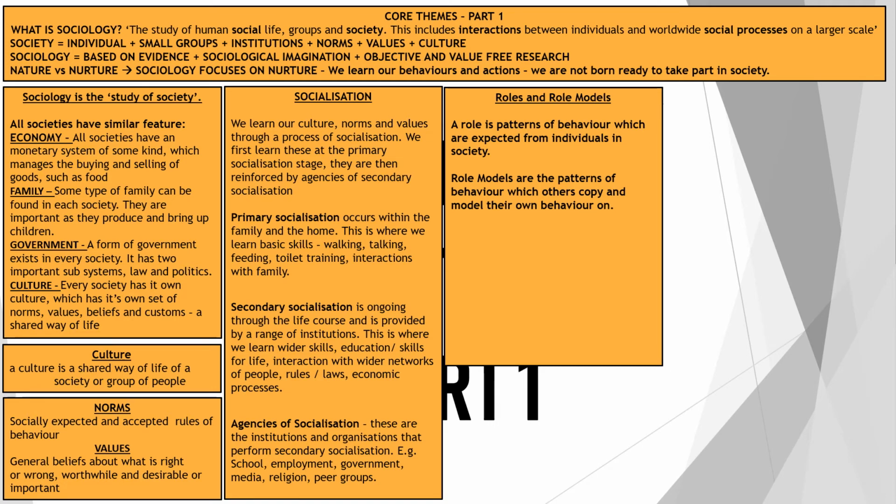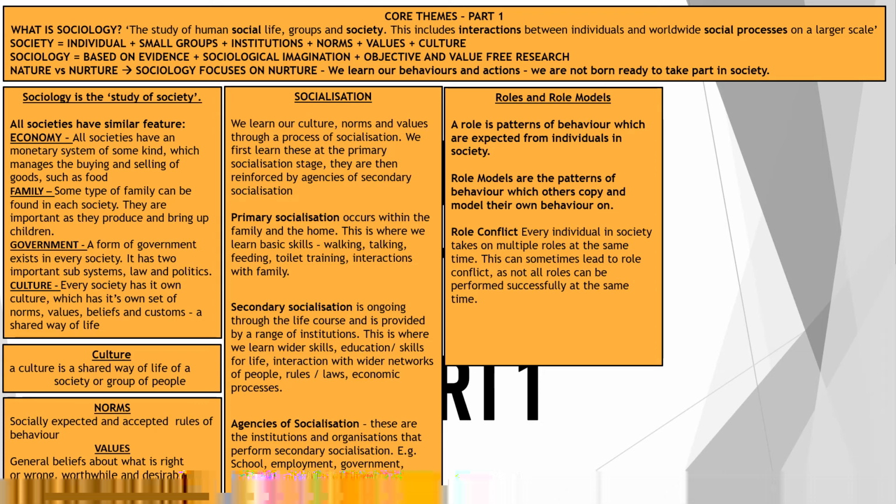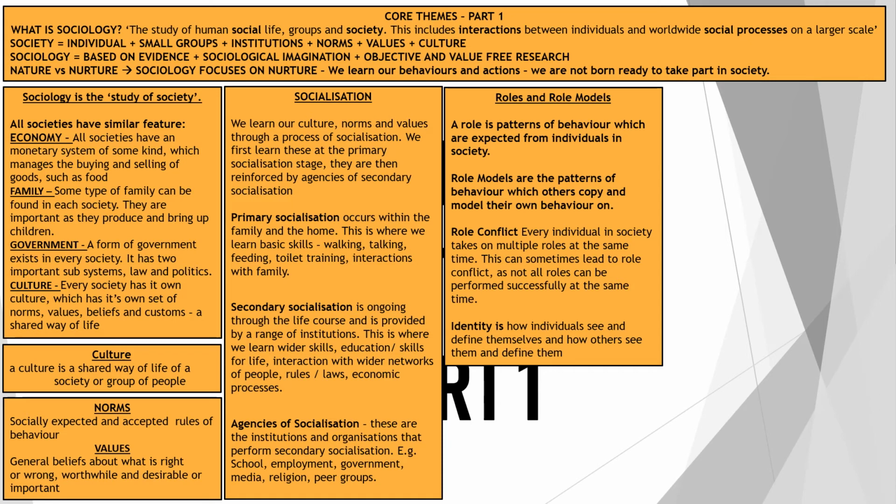A role model is someone who performs the role, and you kind of copy or emulate their behaviour to try and perform that role successfully. So it might be you have an older brother who acts in a particular way. You may replicate his behaviour because you see that as the acceptable way to behave or perform a role, such as being a brother. Conflict can arise when you have multiple roles and they clash or they conflict with one another. And your identity is how you see and define yourself.